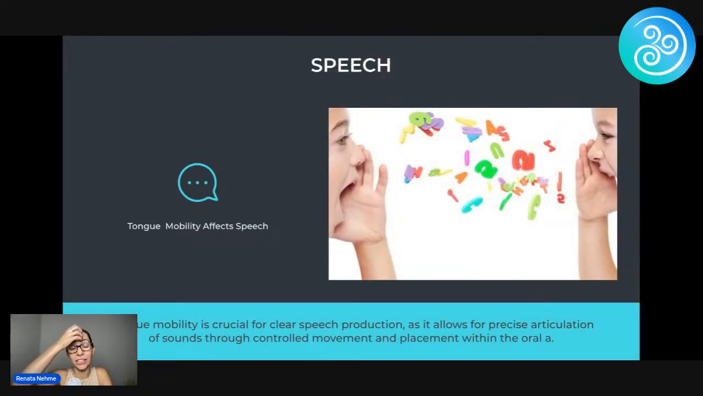What else? Speech. Even though we don't deal with speech, tongue mobility is crucial for clear speech production, and it allows for precise articulation of sounds through controlled movement and placement within the oral cavity. So again, being a myofunctional therapist allows you to step out of the box, and now you see the patient a little bit differently. Because as we talked about before, all of these tongue functions are being affected by other things.